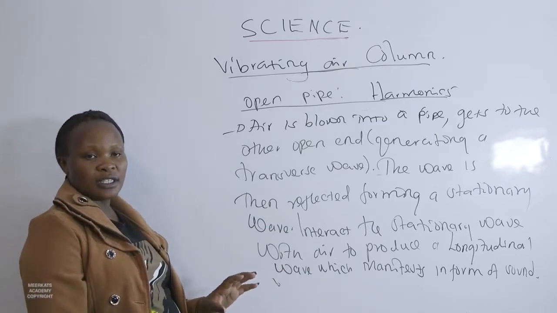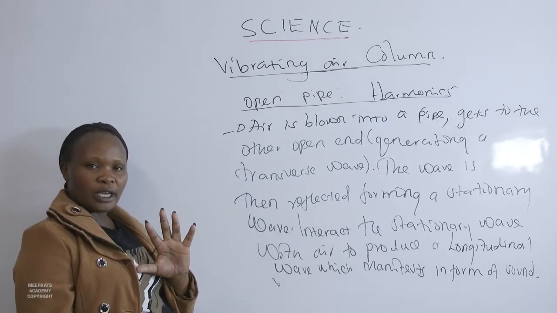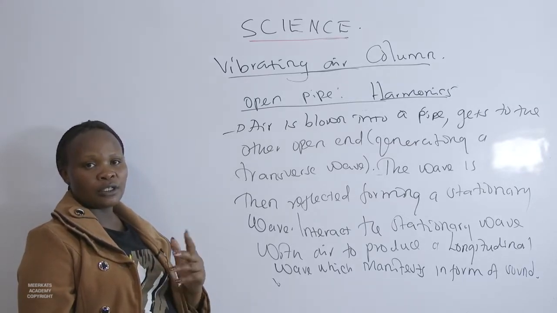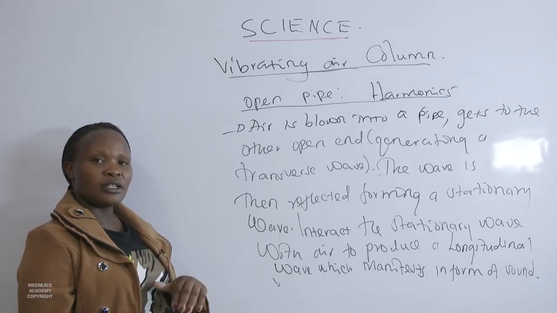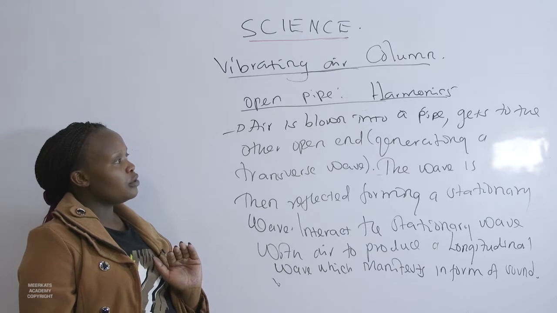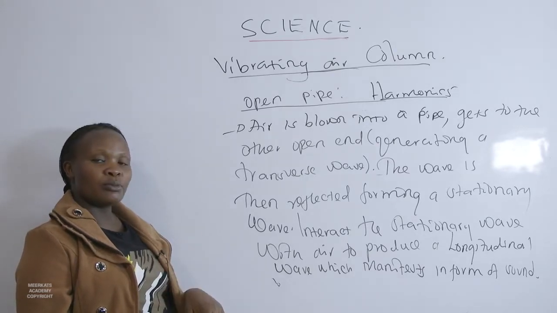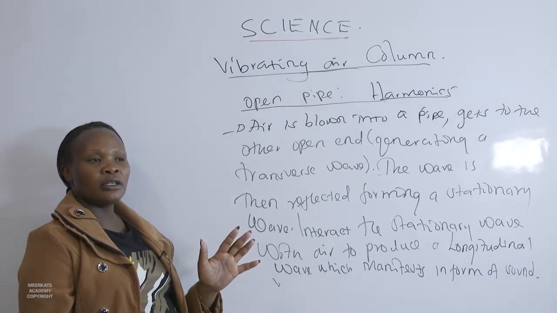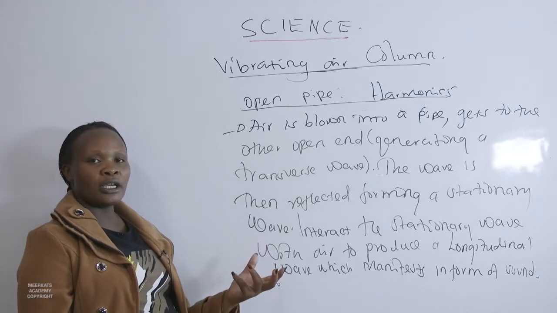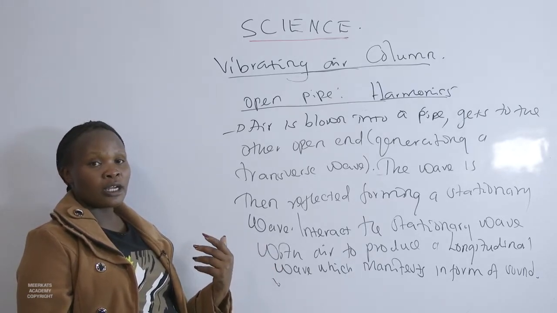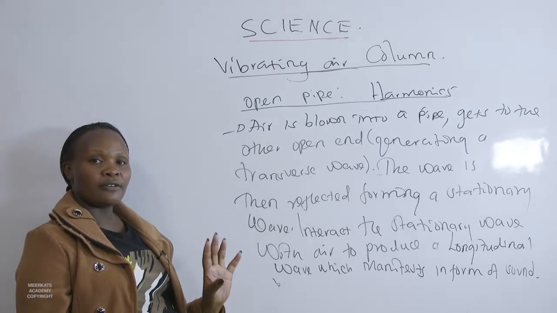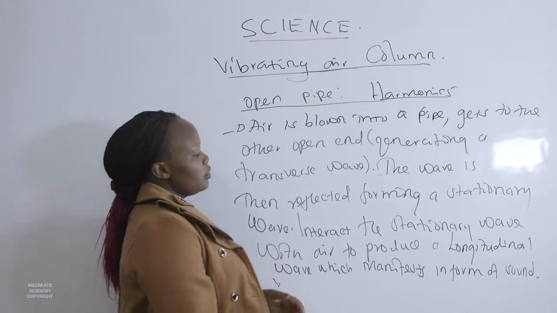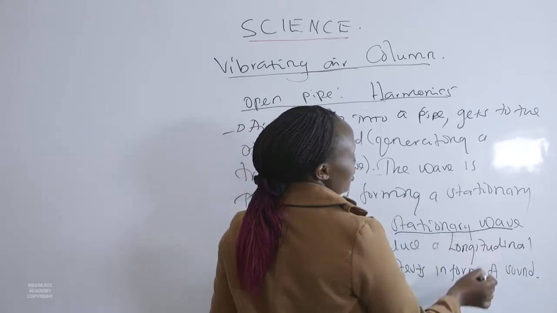Now the process is clear and elaborate. That you are blowing air, do not mind about how you are blowing it, whether strongly or softly. We shall come to the effects of that. But the first step is that you blow air into a pipe. Make sure that the air is blown in such a way that it gets to the other end. When it gets to the other end of the pipe, it actually is reflected, so that now the incident wave interferes with now the reflected wave, and that one will result into a stationary wave.